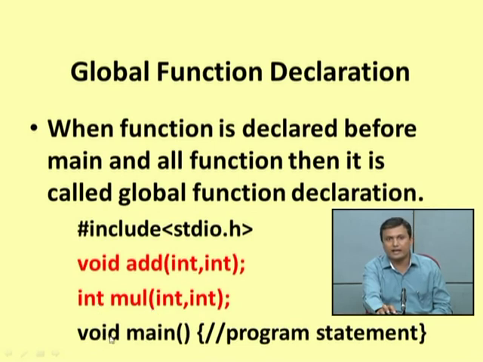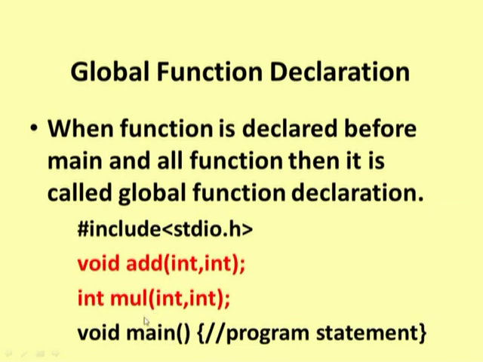And then I write the body for the main. So I call the add and mul functions a global function declaration, and I can call these functions anywhere within my software. Means within the main I can call them, and within another function I can call the add or multiplication function. So this declaration is called the global declaration. The second point is called the local declaration.